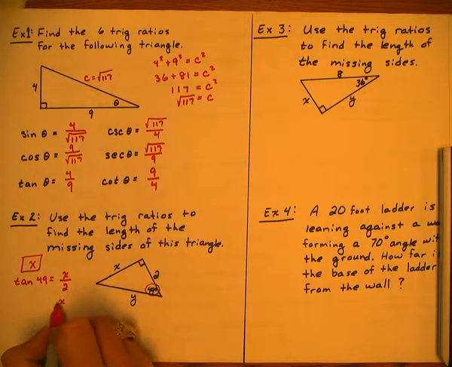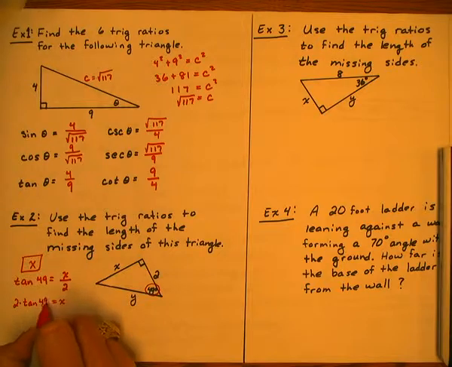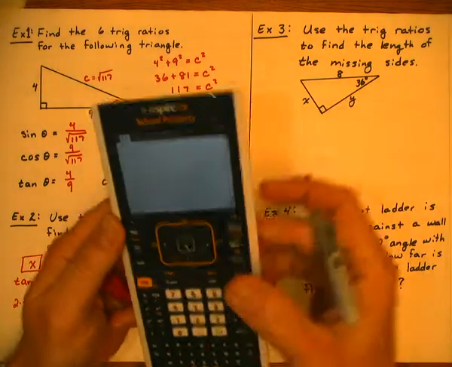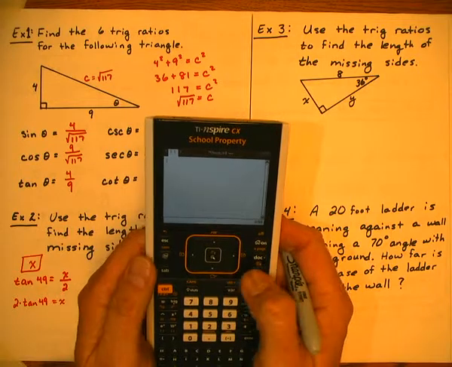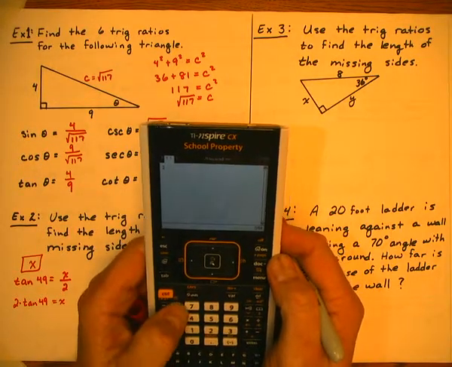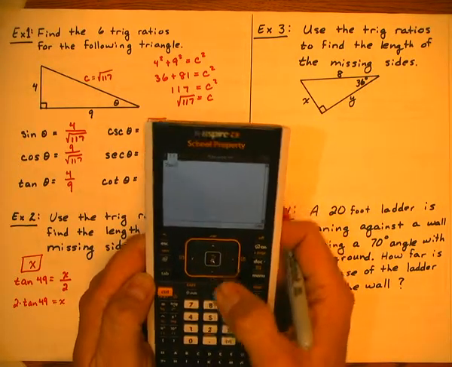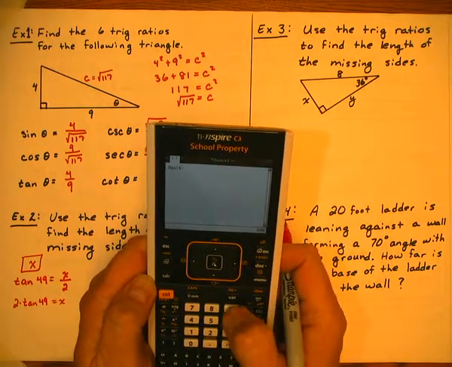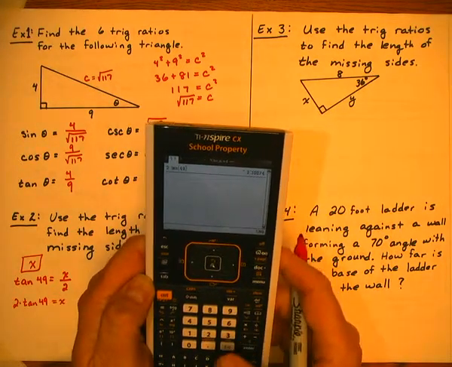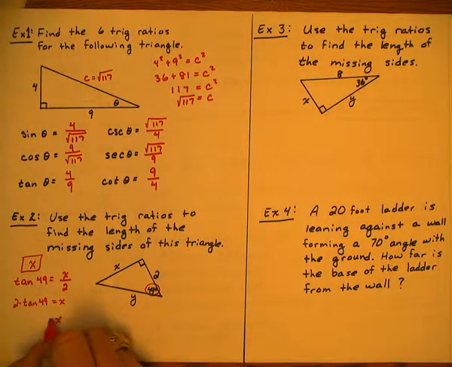Now to solve for x, you would simply multiply the 2 over to the other side, and 2 times the tangent of 49 is what we'll get. So all we do is press 2, come over here to where it says trig, and we'll select tangent of 49, and that is equal to 2.3. So therefore x is equal to 2.3.